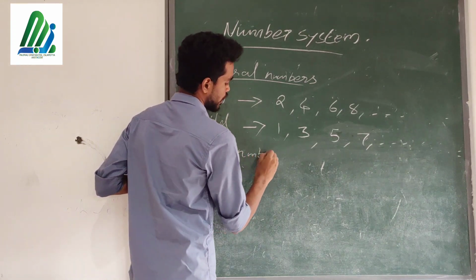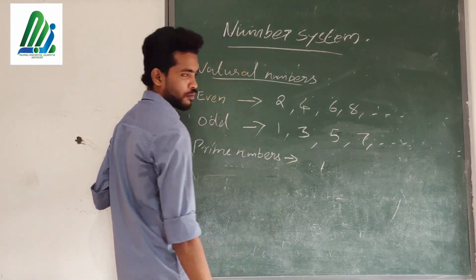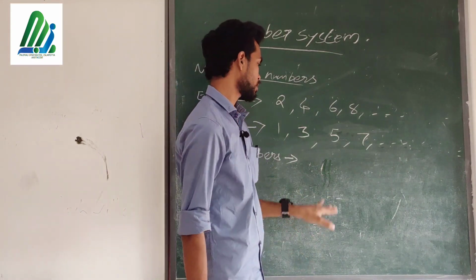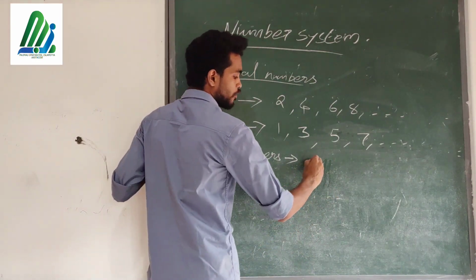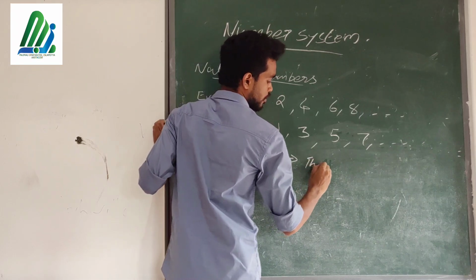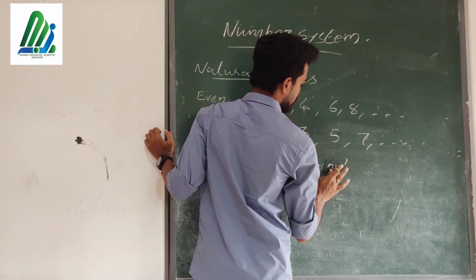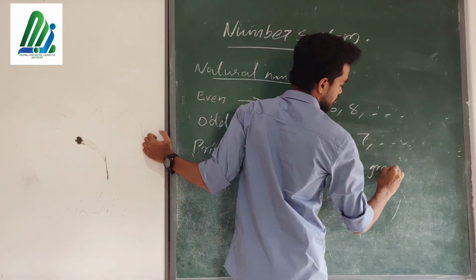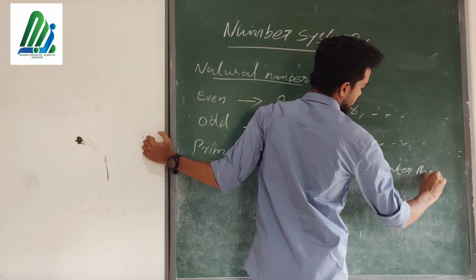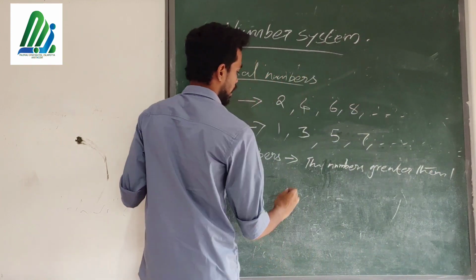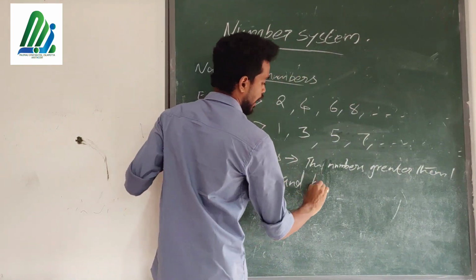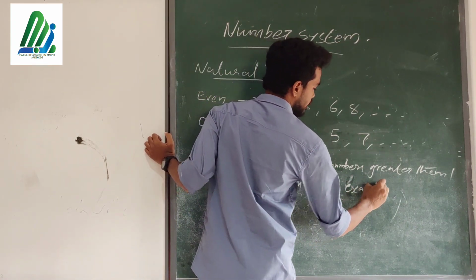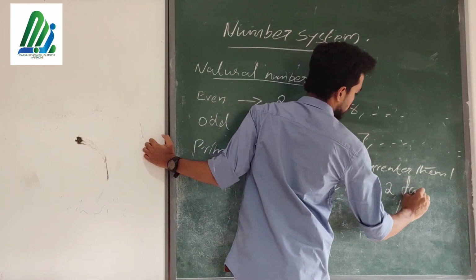Prime numbers. What are prime numbers? Prime numbers are the natural numbers which are greater than 1 and have exactly 2 factors.